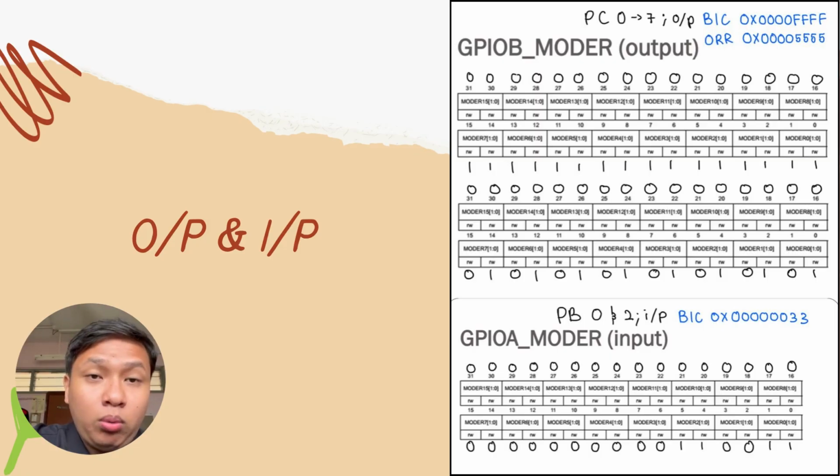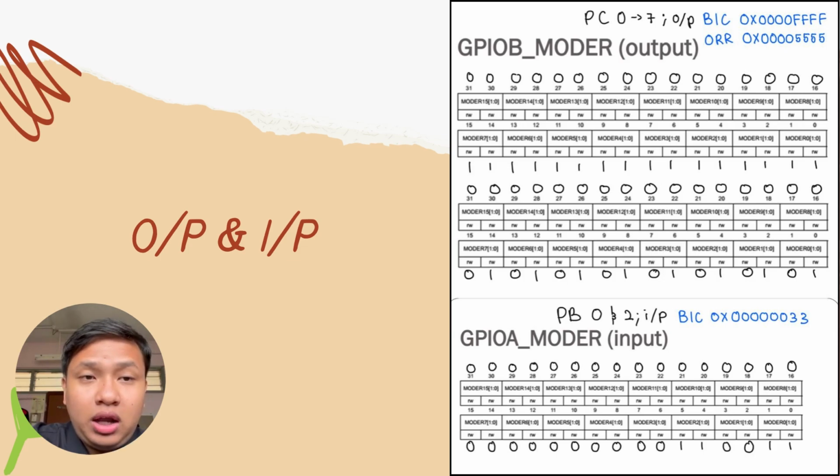The output that we will get, which is BIC, 0x0000FFFF. And for our ORR, which is 0x00005555. The next thing we are going to declare is our input. And for input, we are going to use only BIC.